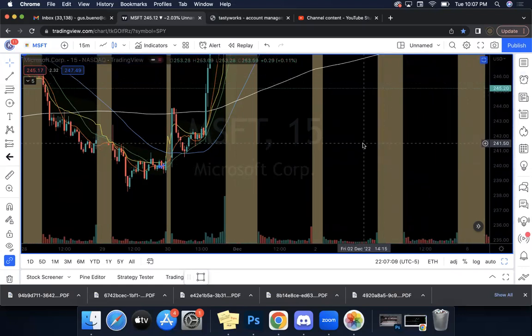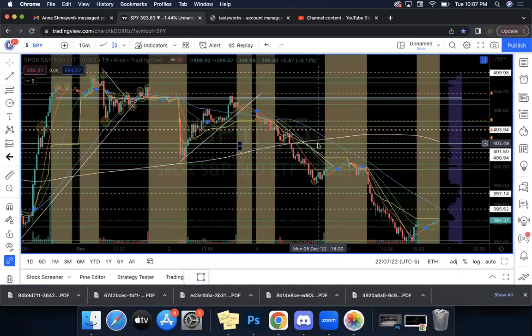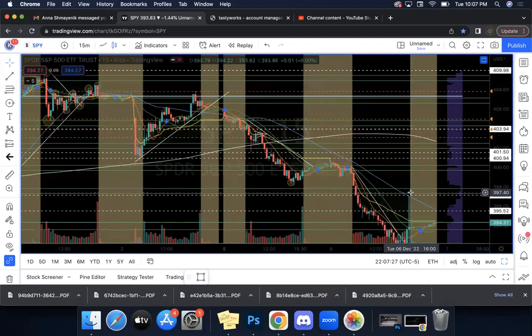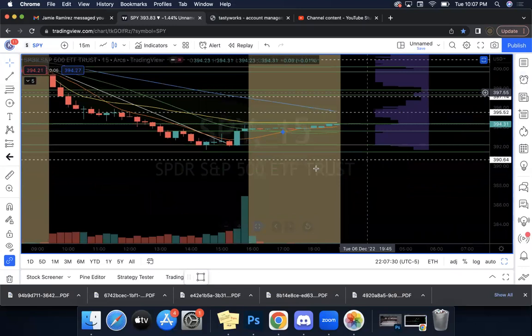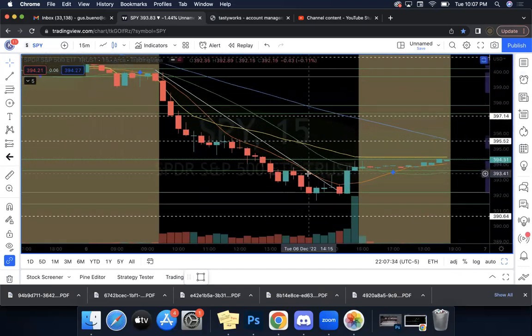So trend lines, guys. There's two ways you could do this. There's intraday trend lines, then you could do like 3-month trend lines. So I'm gonna show you guys intraday trend lines first. So let's discuss today. SPY sold off again, unfortunately.